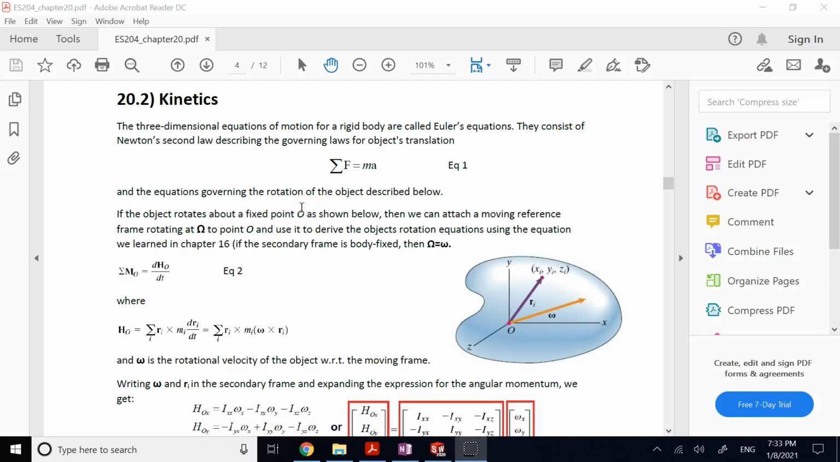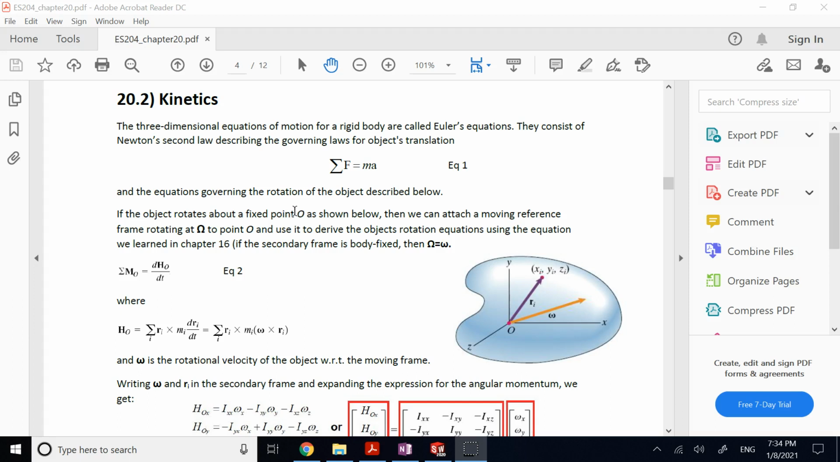Hello everyone, this is our second and last lecture on 3D dynamics. Last time we talked about kinematics in 3D, and today we're going to talk about kinetics in 3D. As you know, a rigid body in 3D has 6 degrees of freedom, 3 translations, 3 rotations.